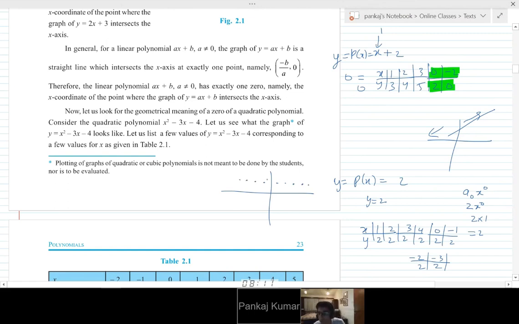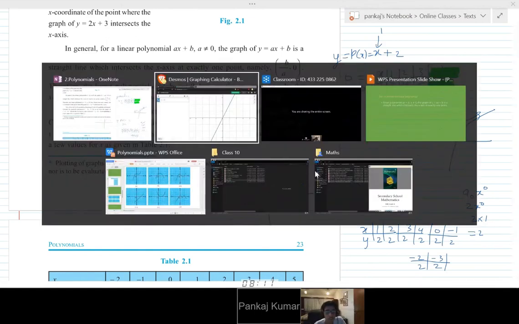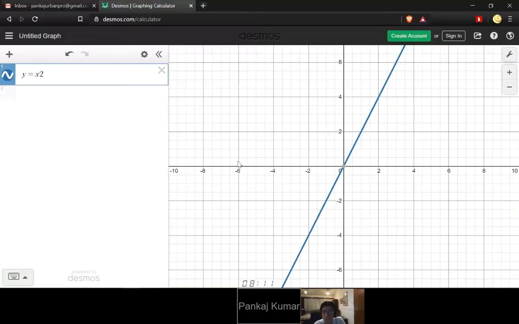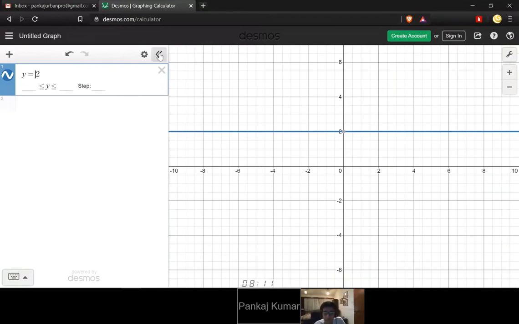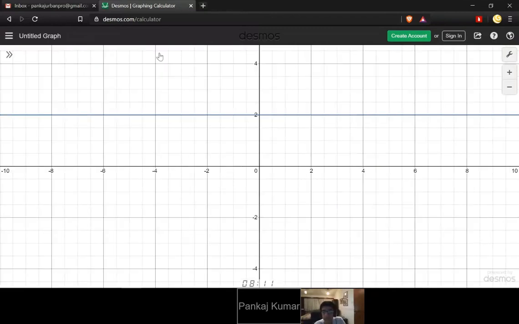Is this a line parallel to x? Yes. Because it is y is equal to 2, that means y will always be equal to 2. This is basically the English version of y is equal to 2. So we have a line parallel to the x-axis passing through y is equal to 2. You can see this is our line that is passing through y is equal to 2.